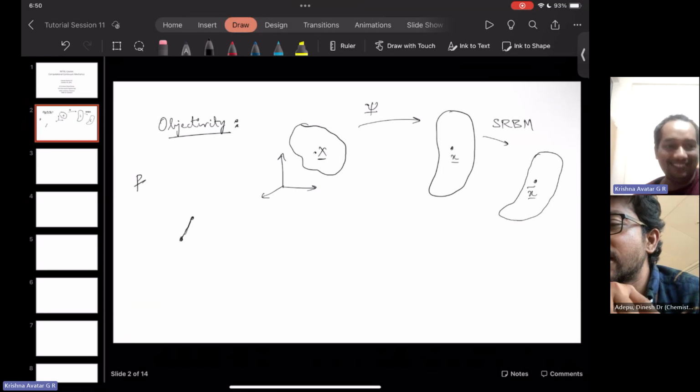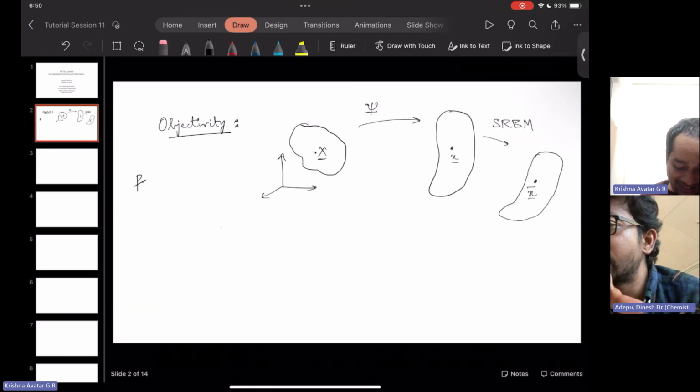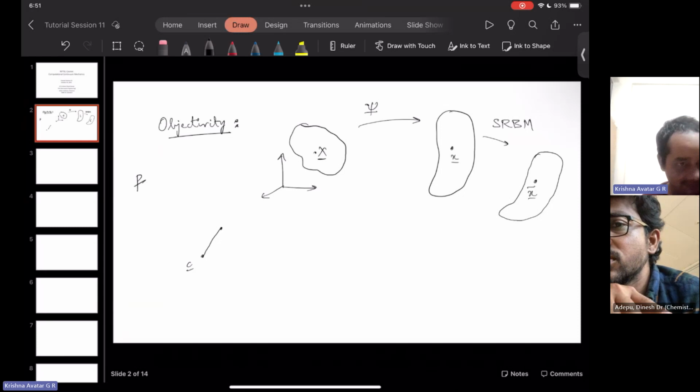Let me clarify your point. I agree, actually, because this point-and-direction is a very bad representation of a vector. Nobody should ever teach vectors like this. It's exactly bad. See, what we are doing is, you have a vector C.